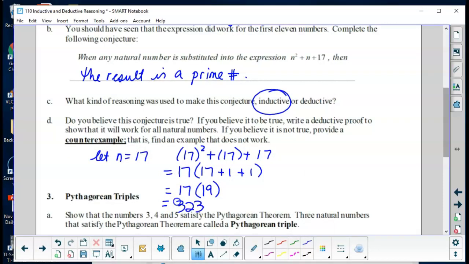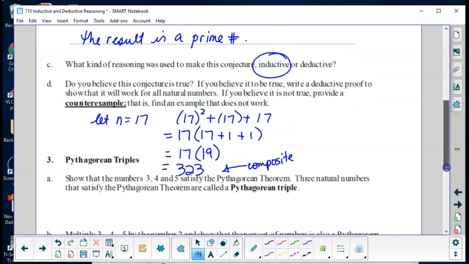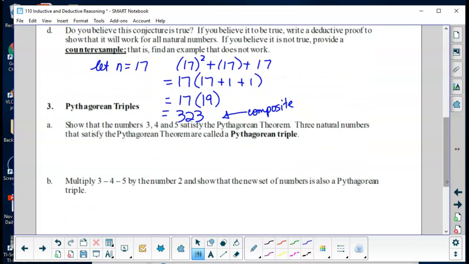Okay, so we just found a number that's generated with that same expression that's not a prime number. We call this a composite number because it does have factors where one of them is not 1. All right, so that's an example. So we've now found a counterexample, n equals 17. So we don't have to do a formal proof because we can't prove it.